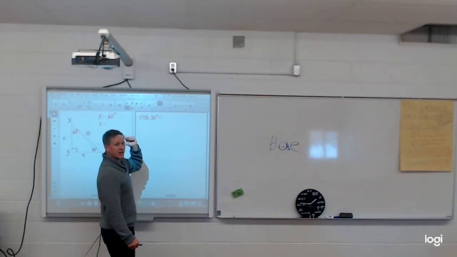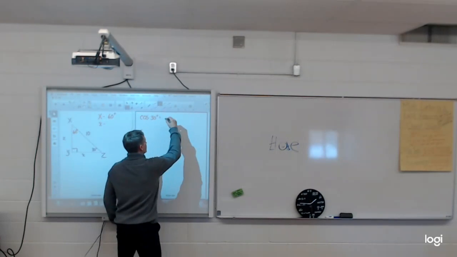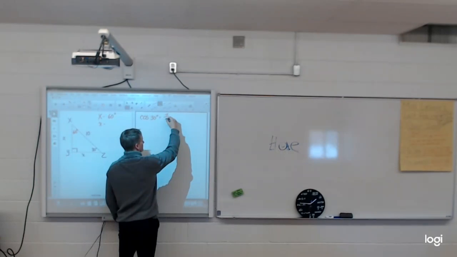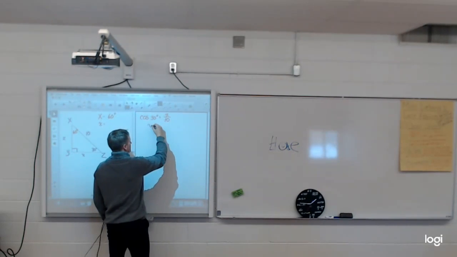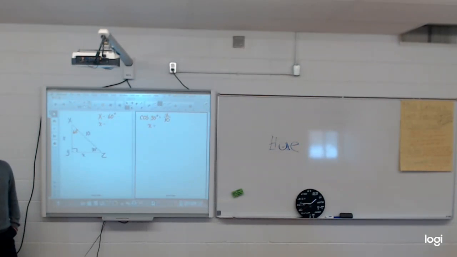What's the side adjacent to it? X. What's the hypotenuse? 10. So now what you need to do is solve for X. So you take the cos of 30, and now you get the 10 away from the X. Times it. Very good. So take cos 30 times 10.